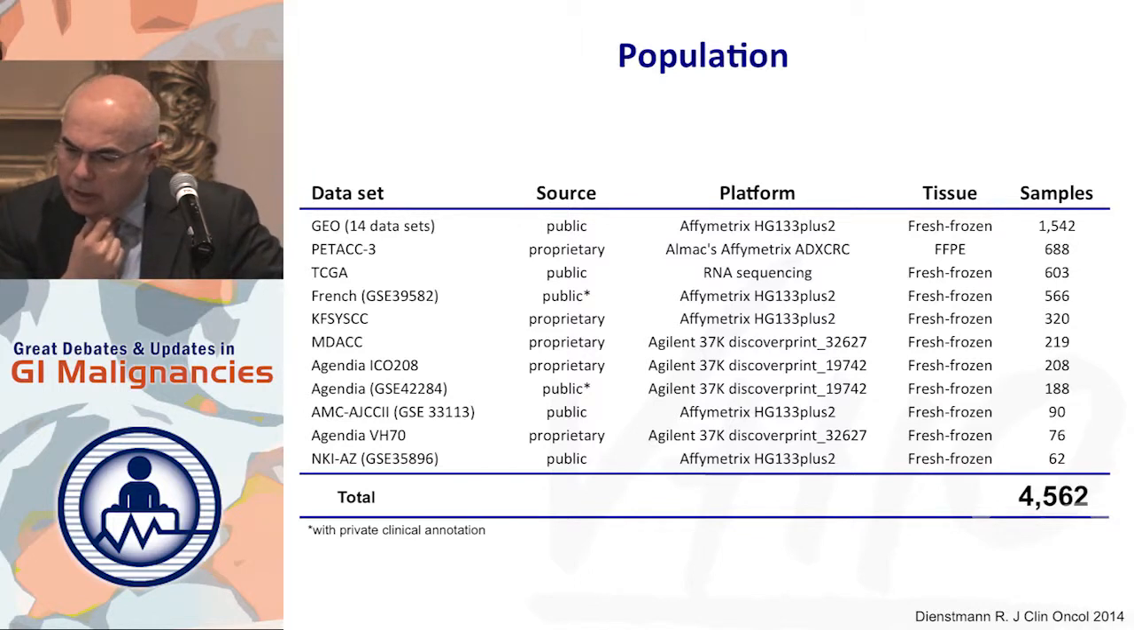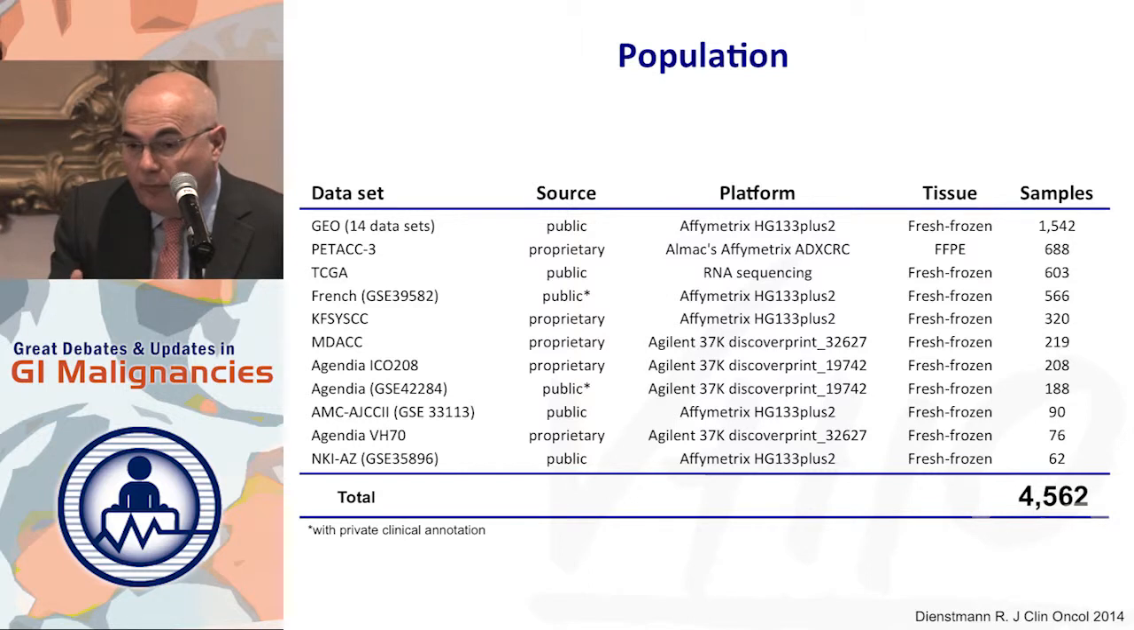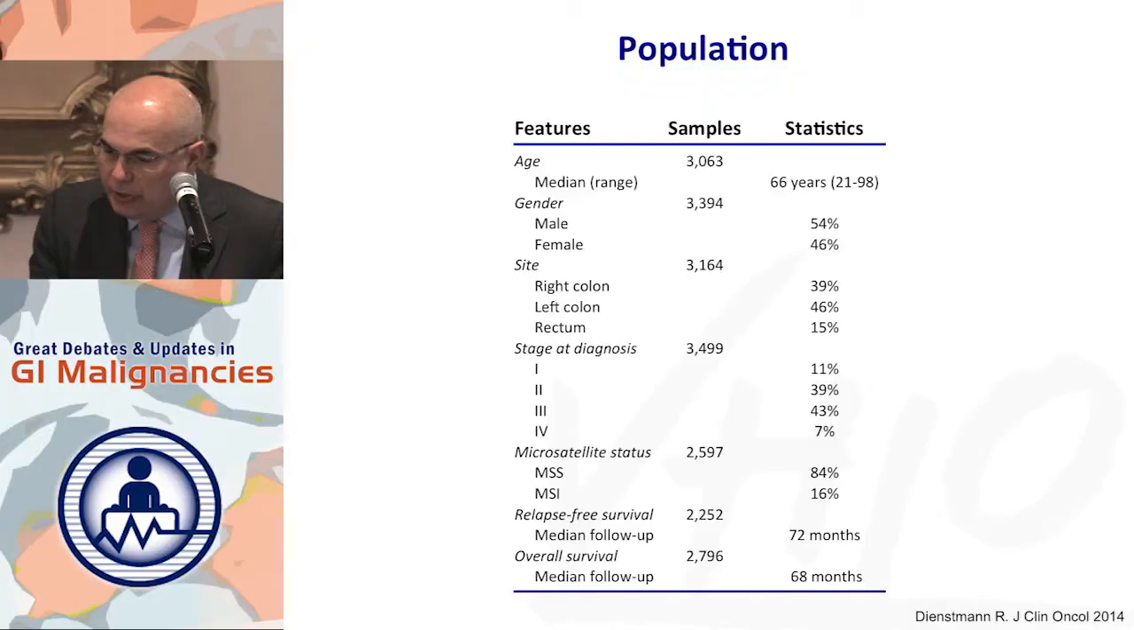As you can see here in this slide, this is a summary slide on the populations of patients that were included. Basically, you can see that they come from different sources. Some of them are public, some of them are proprietary. Some of them come from platforms that are really well validated, like, for example, Affymetrix or Agilent. Some others come from less frequently used platforms, like the ALMAC platform. Even the source of the tissue differs, like fresh frozen or FFPE, so that produces really robustness to the analysis because the samples come from different places.